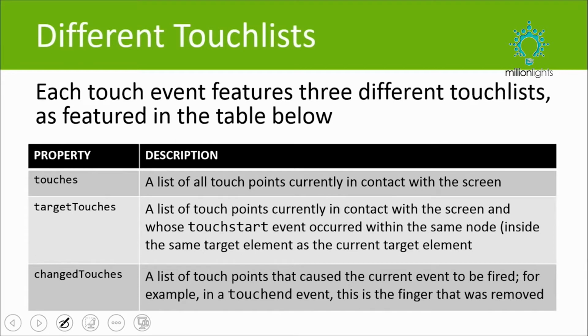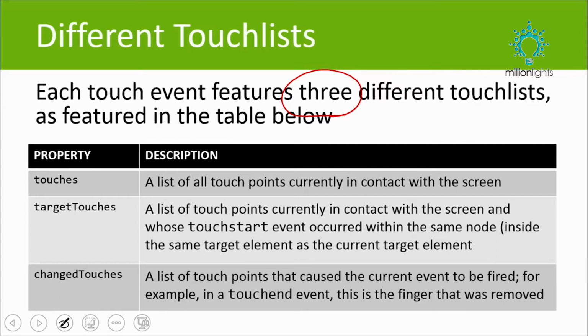Each touch event also has 3 different touch lists. So not to make it any more confusing, but you don't just have one touch list to keep track of, you have three different touch lists. I'm going to go ahead and circle that for emphasis here. The 3 different touch lists are touches, target touches, and then change touches. Touches are just all points currently in contact with the screen. So if you put all 5 fingers on, that's going to keep track of that.